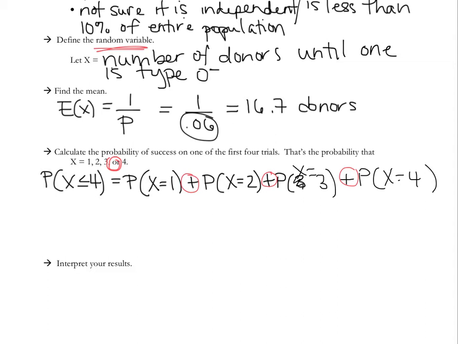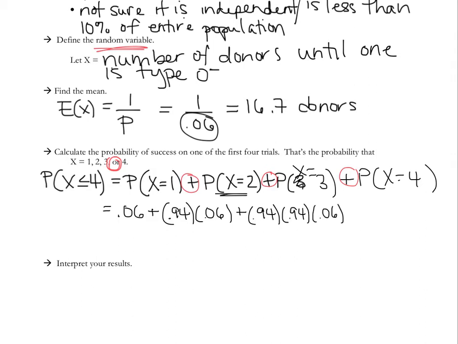So the probability that the first person walks in has O negative, they have a 6% chance. The second person, right, it's not till the second person. That means the first person is not, and the second person is. It's not until the third person that I have an O negative, so the first person is not O negative, the second person is not, and the third person is. And the 4th person, notice here that I could say the first 3 are not, and the 4th has O negative.